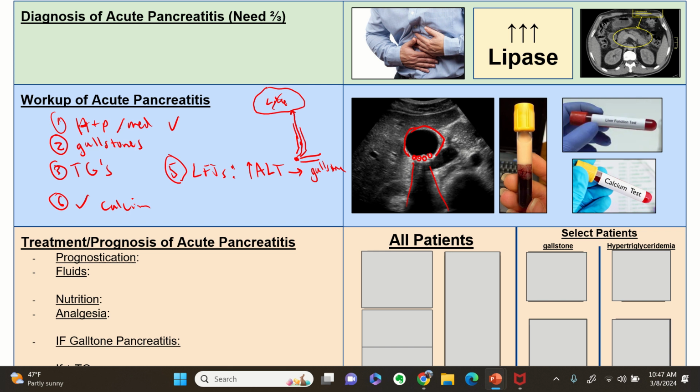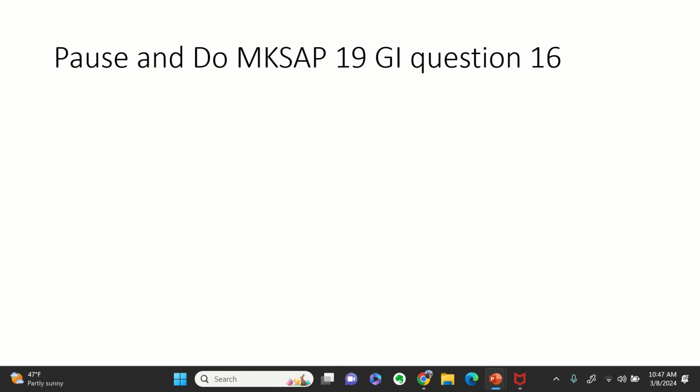But you really always initiate that workup after you make the diagnosis of acute pancreatitis. Okay, so next one, Paul, did you miss that 19 GI question? 16, so give yourself some time to do that, and then we will go over treatment of acute pancreatitis.